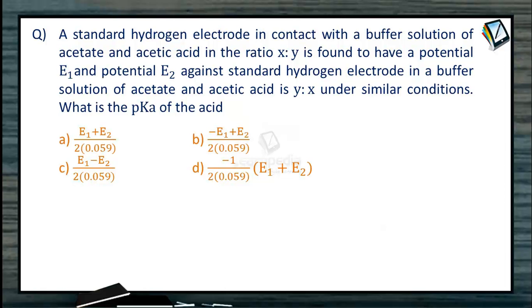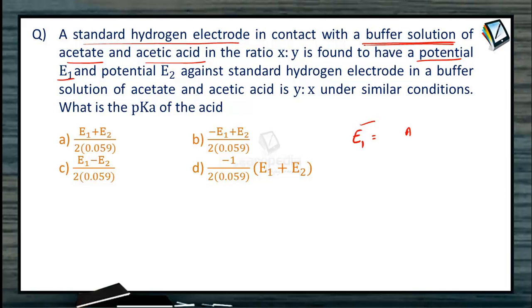And the next question is, a standard hydrogen electrode in contact with a buffer solution of acetate and acetic acid in the ratio of X is to Y is found to have a potential of E1. So we are given E1 as the potential that is developed when we are taking the electrolytic cell or single electrode, acetate acetic acid. It's a buffer solution with some H plus concentration where this is connected to hydrogen electrode and the potential of course is given as E1 with respect to buffer.